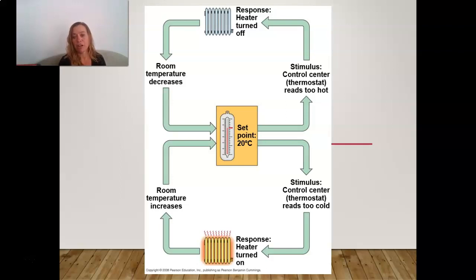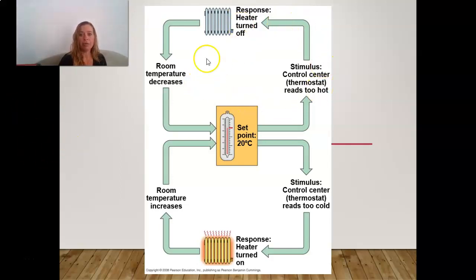Or let's say you've got it set at 20 degrees Celsius. The thermostat gets too cold. Then all of a sudden the heater turns on, the room temperature increases until it's 20 degrees Celsius, right? And so that would be a set of feedback mechanisms.